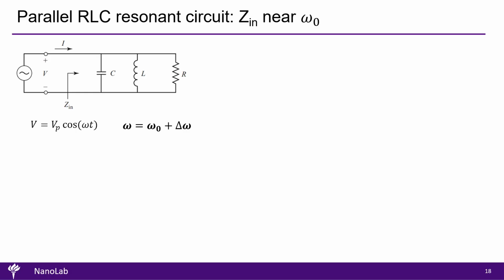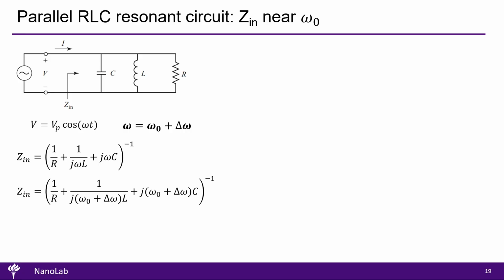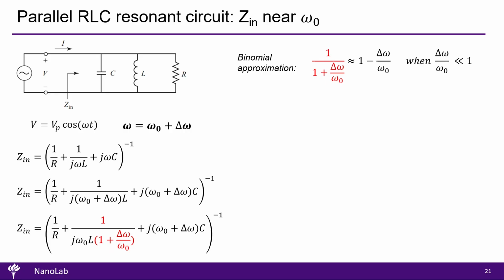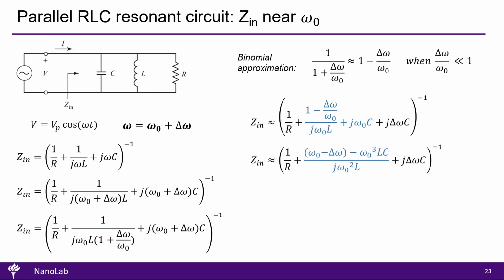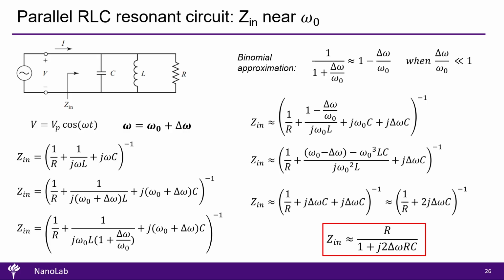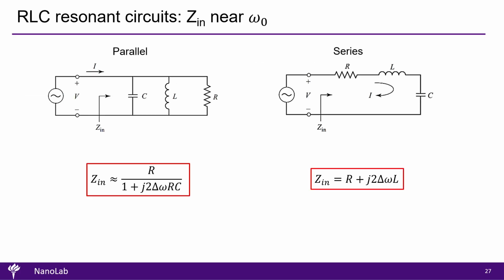Now let's carry out a similar analysis for the parallel RLC circuit. As before, we define the input signal frequency as omega 0 plus delta omega, and substitute this into the input impedance expression. Next, we factor out j omega 0 L from the denominator of the second term, which allows us to apply the binomial approximation and rewrite the term highlighted in red as shown here. Then we combine the two terms highlighted in blue and substitute the product LC with 1 over omega 0 squared and vice versa. This leads us to a simplified approximation for the input impedance highlighted by the red box. These two compact formulas of the input impedance as a function of delta omega will be the key for linking these RLC models to transmission line resonators.